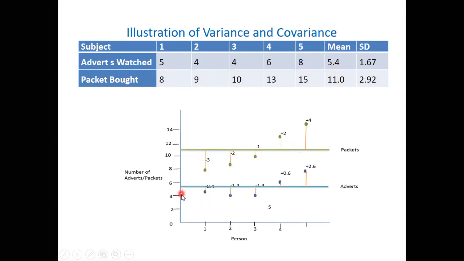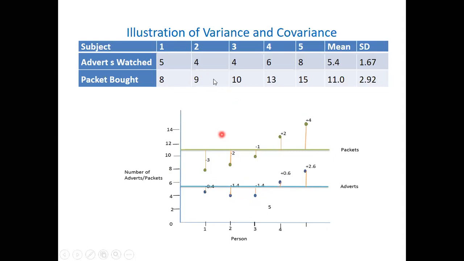Look at the bar here between 4 and 6, so you can see it's 5.4, while for the packet bought, the mean is 11. Can you see? Then you see the value of each, how do they vary from the mean? How far apart are they from the mean?